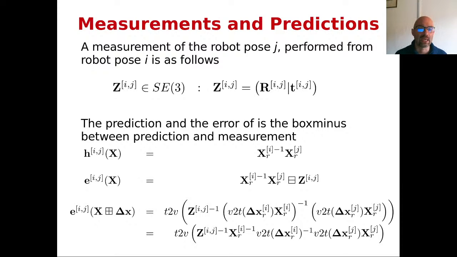I'm happy because I defined my error function. So the error function is my prediction. I take my prediction, I take my measurement, and I box minus the two. And what I get is a 6D perturbation vector, because the domain of the measurement is a transformation matrix, we know that it has a minimal representation. It can be represented by 6 numbers.